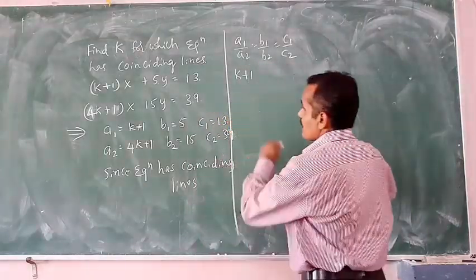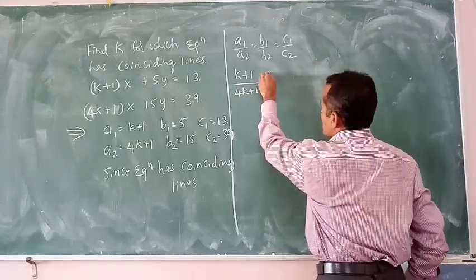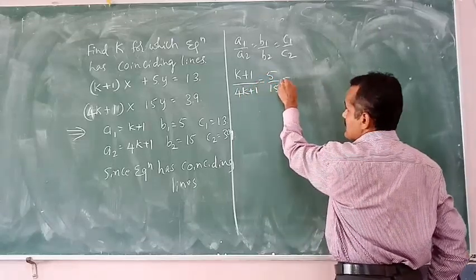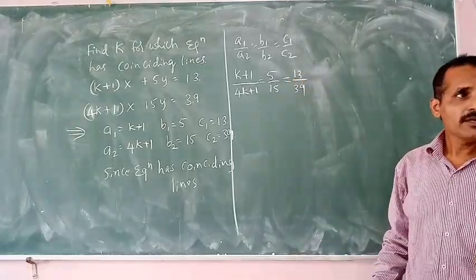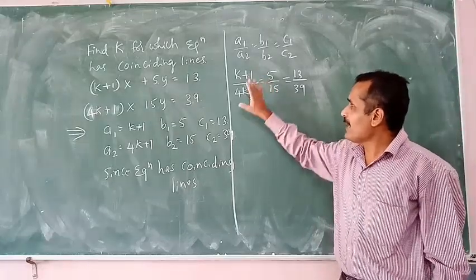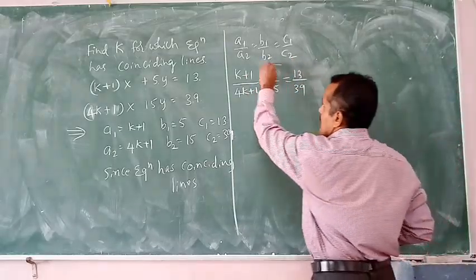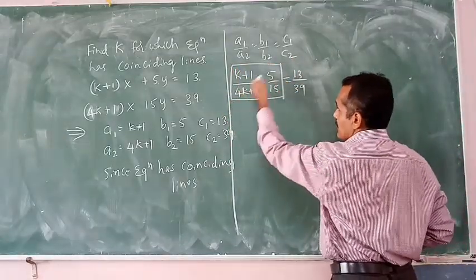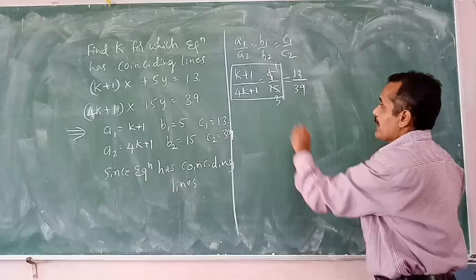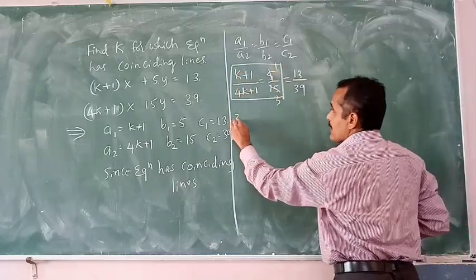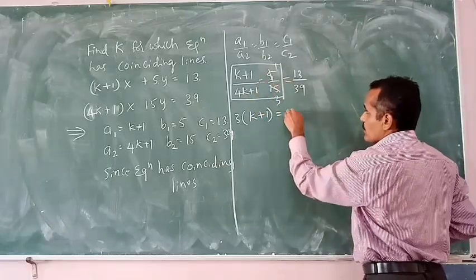k plus 1 divided by 4k plus 1 is equal to 5 by 50 is equal to 13 by 39. You have to find the value of k. Either these two can be taken or these two can be taken to get the answer. Let me take these two; let me simplify first. 5 ones are 5, 3 ones are 3. Cross multiply: 3 into this, 1 into this. 3 into bracket k plus 1 is equal to 1 into 4k plus 1.